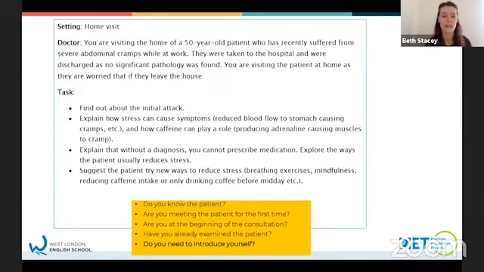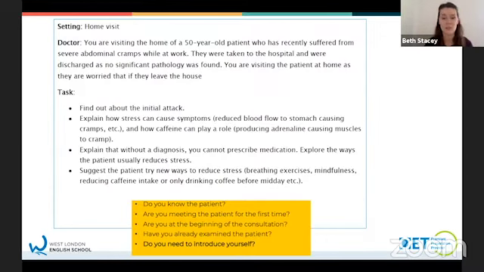You could just start by talking about the initial attack, or you could start by introducing yourself. Either option is okay here because there's nothing specific that tells you exactly whether you need to introduce yourself or not. Have you examined the patient already? No, you haven't. There's nothing here that talks about examining the patient. So do you need to introduce yourself? Well, for this one, you definitely could introduce yourself. It wouldn't be a problem.